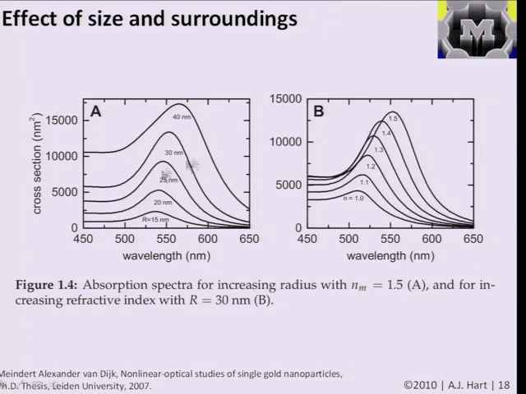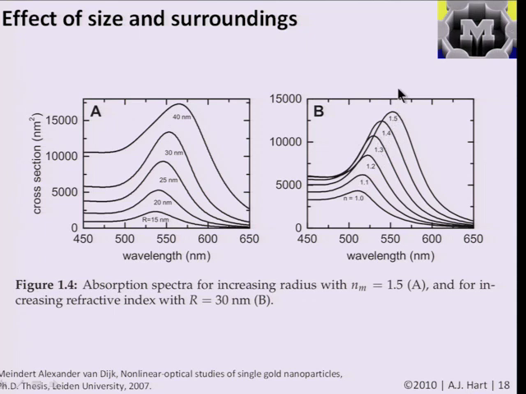Likewise, we can take that same solution and just vary the size of the particle. That's done on the left. So this is the effective cross-section again for absorption. And we can see that as we increase the size of the particle, the extinction goes up, although the peak doesn't move very much at all. So we're just increasing the efficiency with which it will absorb and scatter light.